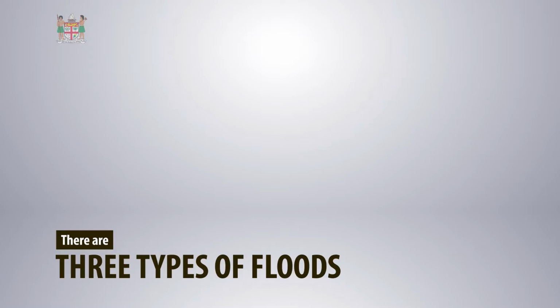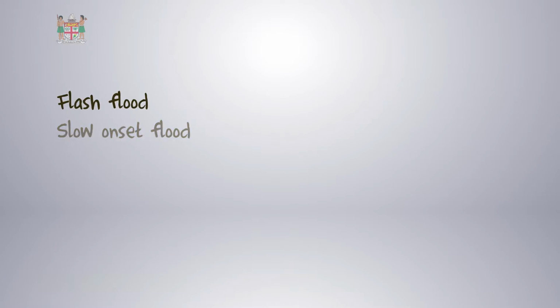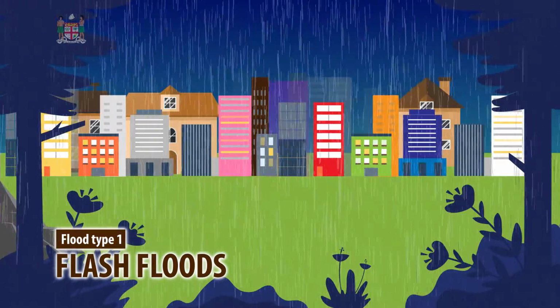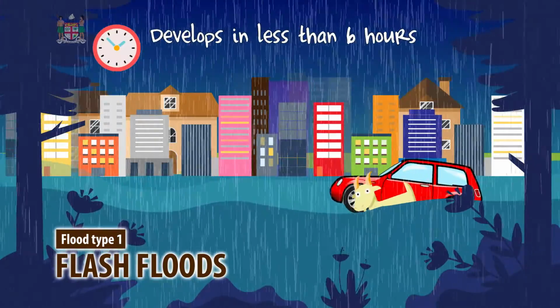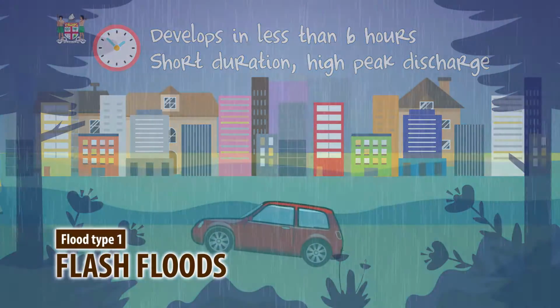There are three types of floods, namely flash flood, slow onset flood, and storm surge flood. Let's begin with flash floods. A flash flood is a flood that develops in less than 6 hours. It has a short duration with a relatively high peak discharge.